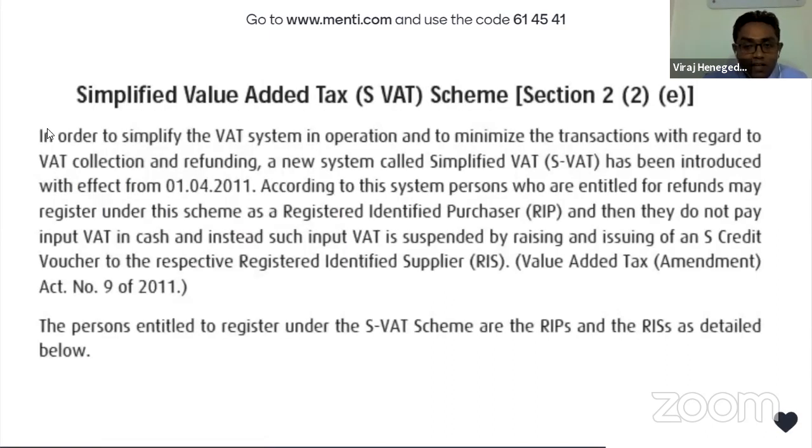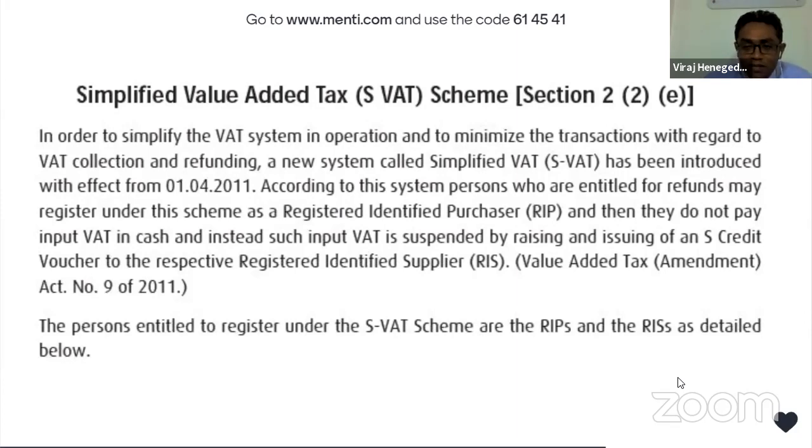SVAT means, basically, earlier, can you remember I told one example with regard to section 22(7), condominium property? They are providing that service, but during the construction period, they are not in a position to claim the input VAT. Earlier, the mechanism of the Inland Revenue Department was to refund those taxes after they made the payment. In order to simplify the VAT system operation and minimize the transactions with regard to VAT collection and refunding, a new system called SVAT has been introduced with effect from 1st April.